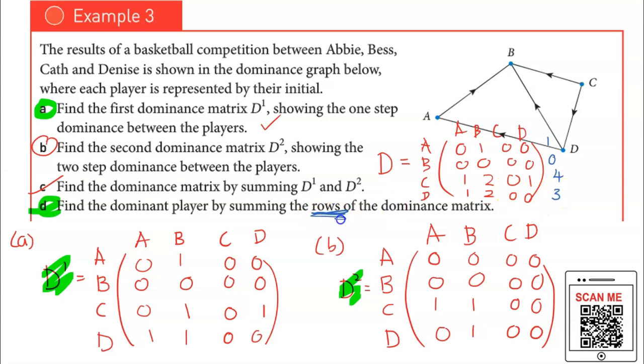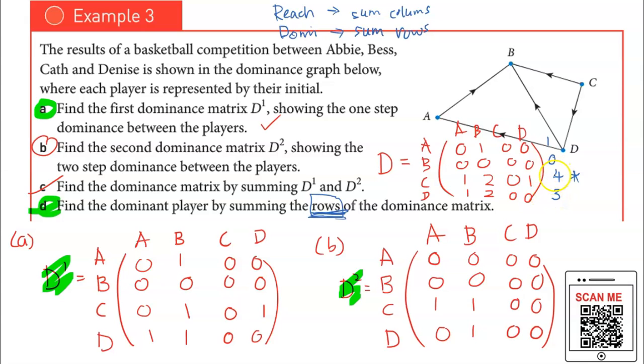Compared to reachability, where you sum by column, right now we're summing by row. So the difference between dominance and reachability is that reachability sums each column, while dominance sums each row to find out who is going to win the most. Based on the diagram, C wins 4 times. Therefore, C will be the dominance player.